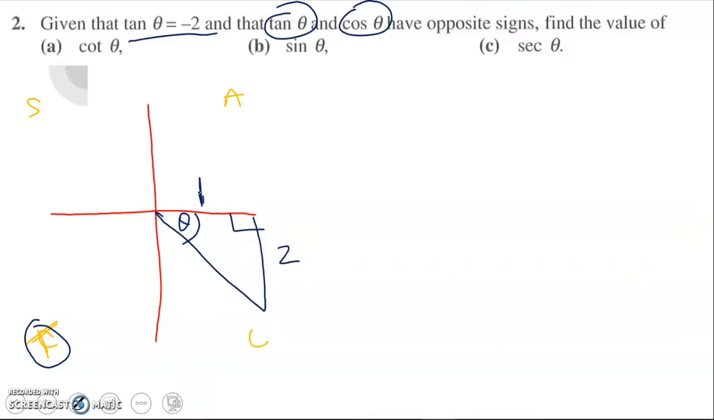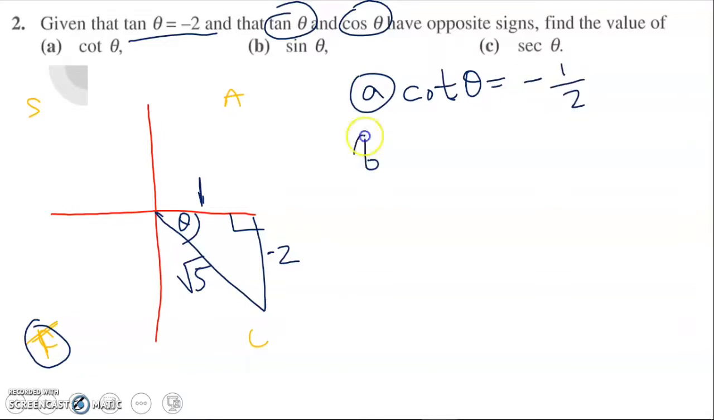Now your 2 would actually be negative since it's going down. Okay. Once you do Pythagorean theorem, you will end up getting square root of 5 here. So I can start determining what A, what B, and what C is. First of all, cotangent is pretty easy to get because tan was given to you earlier. The reciprocal of negative 2 would be negative 1 over 2.